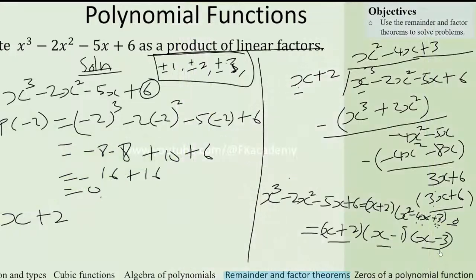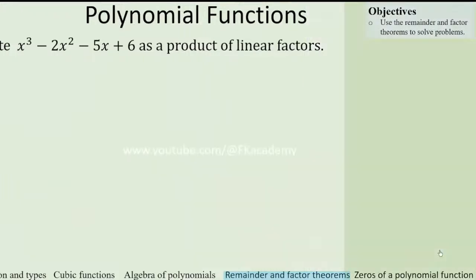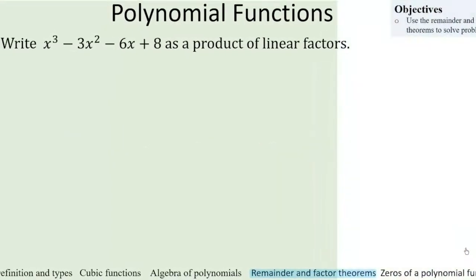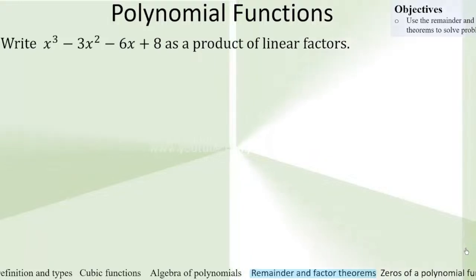Now it is your turn to try this one here. Write x cubed minus 3x squared minus 6x plus 8 as a product of linear factors. Now in the next video, we're going to talk about zeros of a polynomial function.